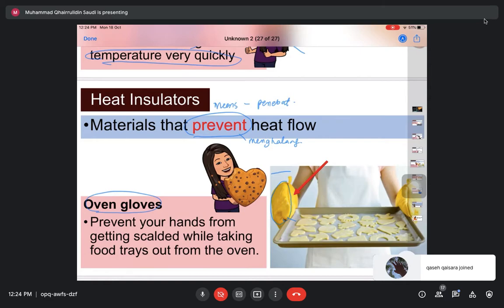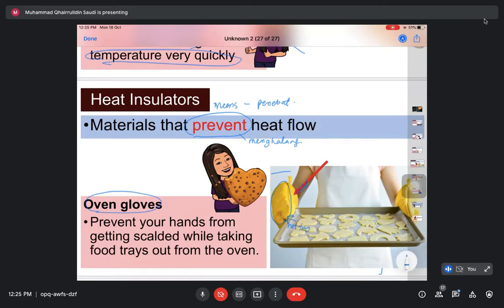What do we call this? Dulang. Okay, hot dulang to our hand. Kita tak nak heat is transfer from the hot dulang to our cold hand, menyebabkan tangan kita boleh melecur. So we use, yes, tray. Thank you very much, Cornelius. Okay, from this hot tray to our cold hand.